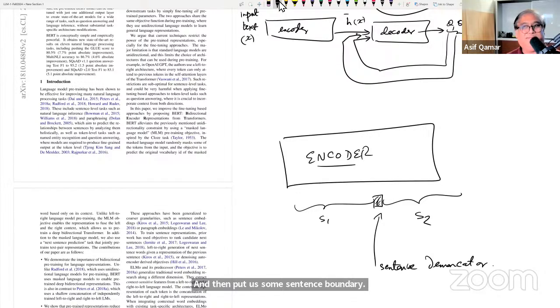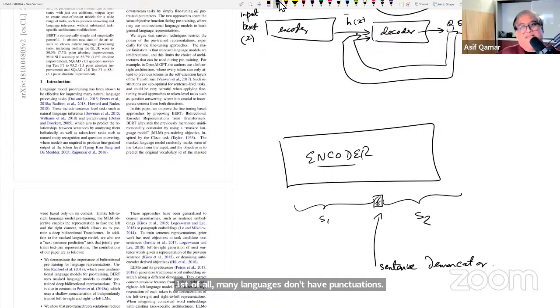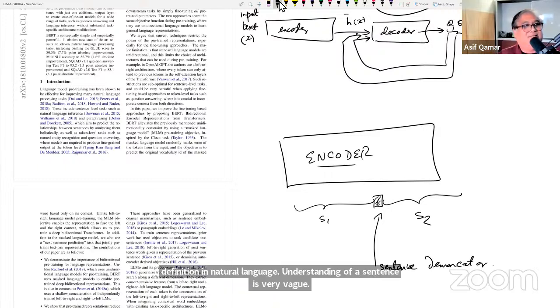Demarcator. Right. Now, you might say, why do I need a sentence demarcator? Aren't punctuations enough? Well, multiple reasons. Because, first of all, many languages don't have punctuations. Then, secondly, the definition in natural language understanding of a sentence is very vague, right? A whole paragraph could be a sentence.